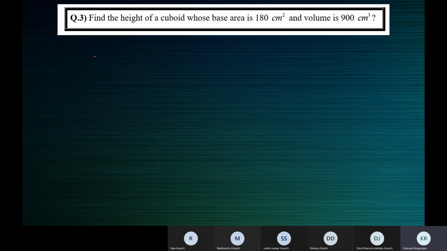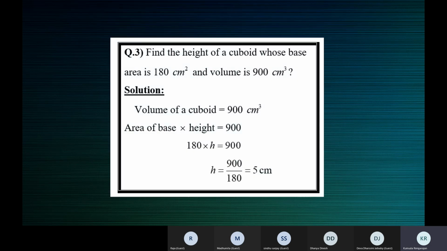So see here, the next one. Find the height of a cuboid whose base area is 180 centimeters square and volume is 900 centimeter cube. So you've seen a similar question. You can see this and understand.